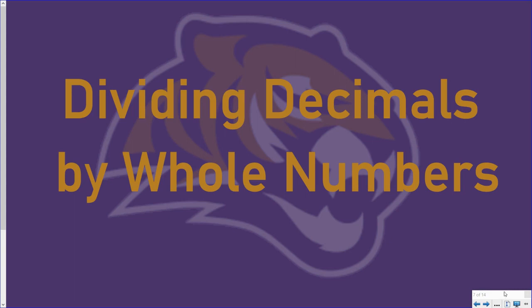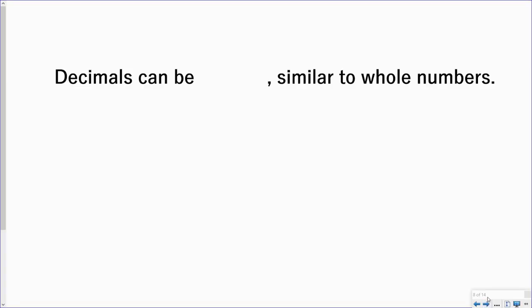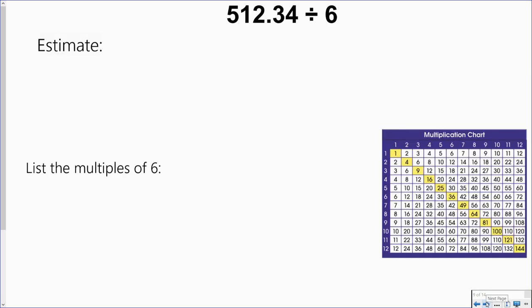In this video, we are going to work on dividing decimals by whole numbers. So something to keep in mind is that decimals can be divided similar to how whole numbers can be divided. So first of all, we're going to estimate. And with this one, we're going to estimate it to 510. And then we'll divide it by 10, which gives us an estimated answer of 51.